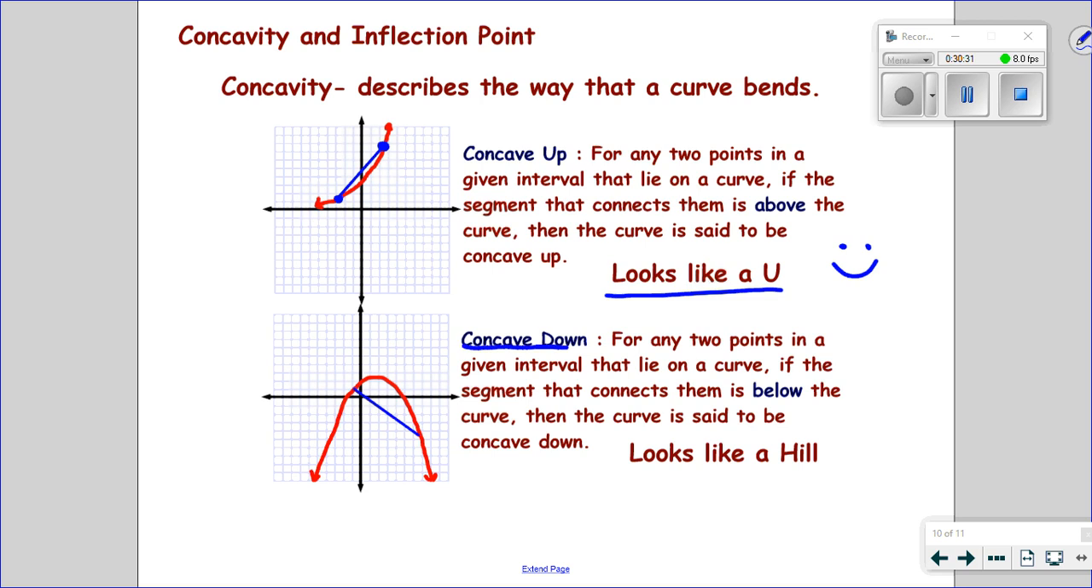Concave down is when the graph looks like a hill, or sometimes we'll say it looks like a frown. More formally, for any 2 points in a given interval that lie on a curve, if the segment that connects them is below the curve, then the curve is said to be concave down. So again, here's an example. If we picked 2 points on this graph and we connected those 2 points, notice that that line segment is below the curve.